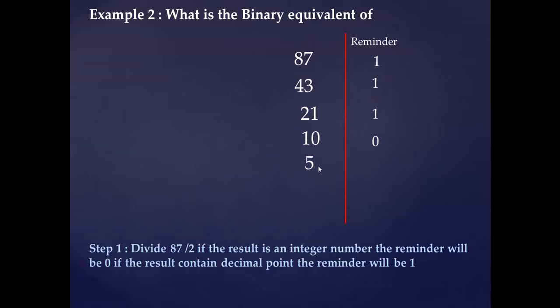Then 5 divided by 2 equals 2.5. We write the 1 remainder and the 2. 2 divided by 2 equals 1 with a 0 remainder, so 1 is written here and 0 is here. Finally, 1 divided by 2 equals 0.5. So the 0.5 should be written here as a 1 remainder.